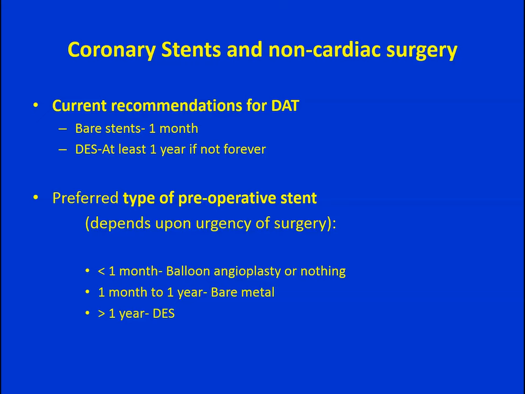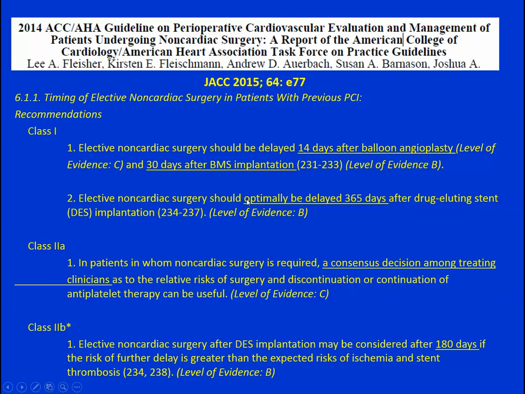This is from the latest recommendation of the American College of Cardiology and American Heart Association about the timing of elective non-cardiac surgery in patients with previous PCI. They recommend that elective non-cardiac surgery should be delayed for 14 days after balloon, for 30 days after bare metal stent, and for 1 year after drug-eluting stent.